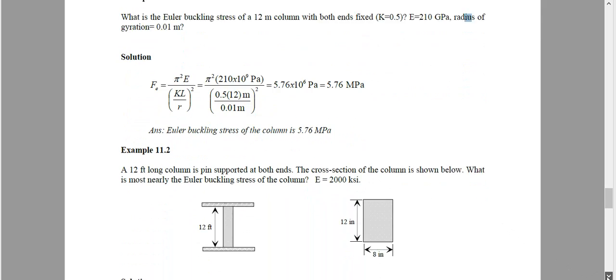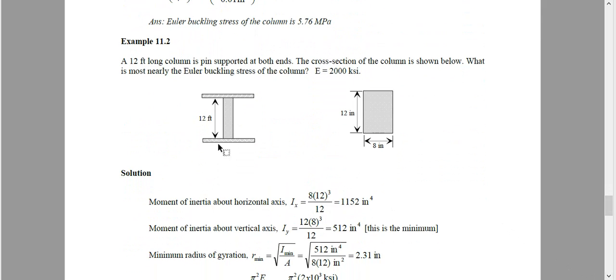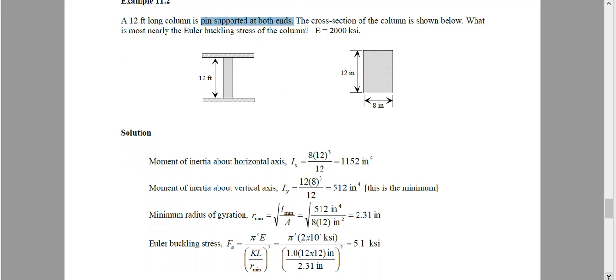Another example is this equation. My column length is 12 feet, the cross section is 8 inch by 12 inch. E is given, both ends pin supported. That means K is one. And I told you most of the columns have K as one. But what is the I? You should consider 8 times 12 cubed over 12, or 12 times 8 cubed over 12. That means Ix or Iy. You always take the minimum one. So Ix is 8 times 12 cubed over 12, Iy is 12 times 8 cubed over 12. So this is the minimum.